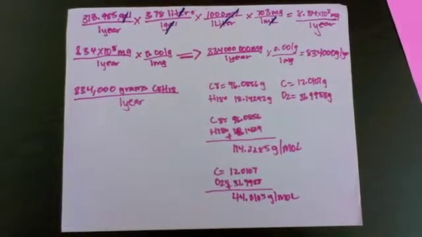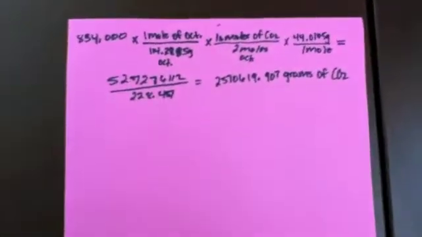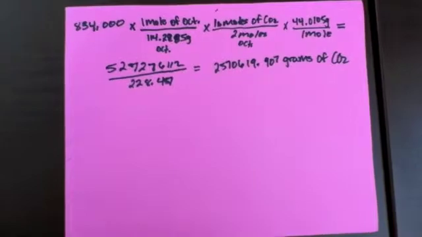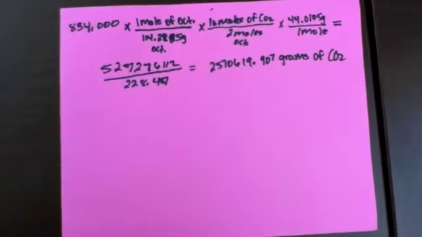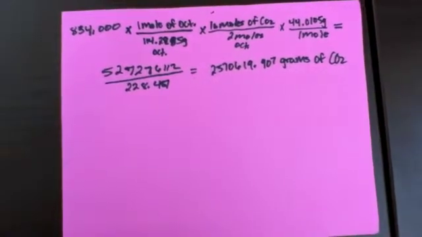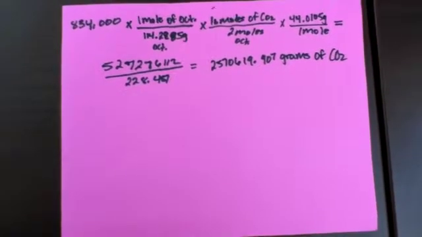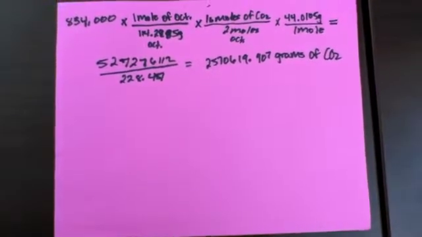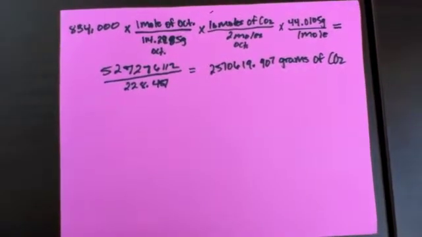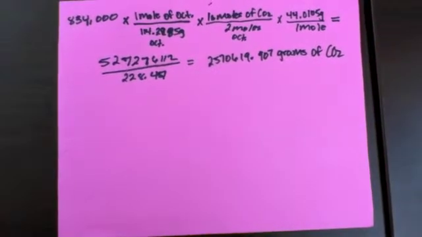Then we want to go from grams of octane to moles of octane to moles of CO2 to grams of CO2. 834,000 grams of octane times 1 mole of octane divided by 114.2285 grams of octane, times 1 mole of CO2 divided by 2 moles of octane, times 44.0105 grams over 1 mole equals 527276112 divided by 228.457, and that equals 257619.90 grams of CO2. That is the gas problem.